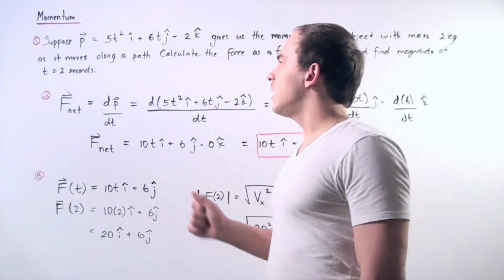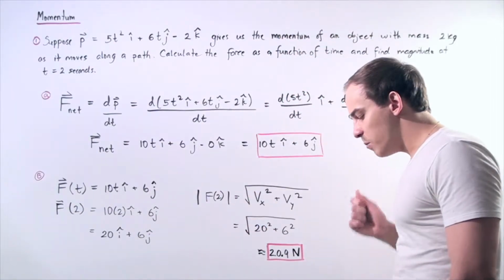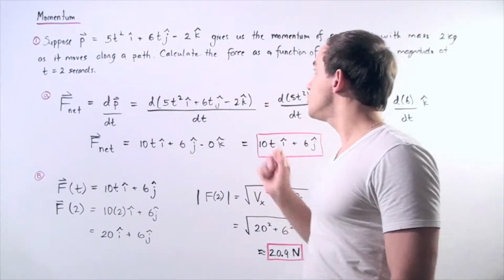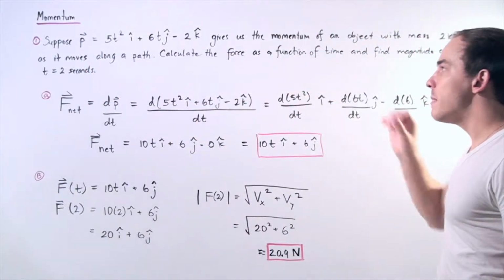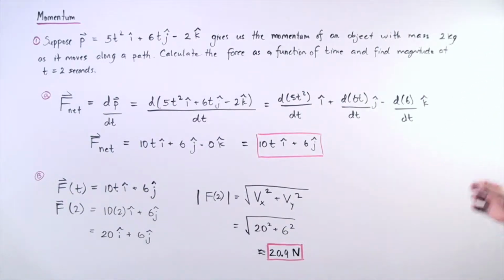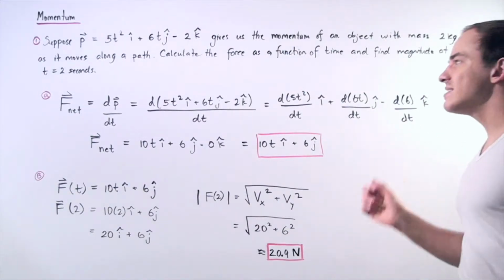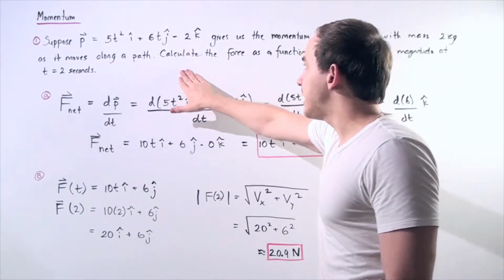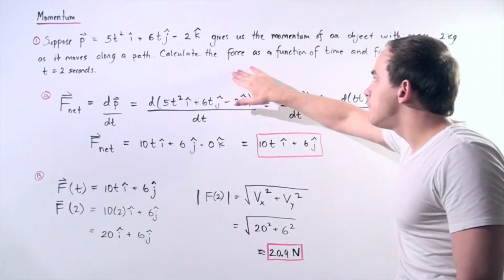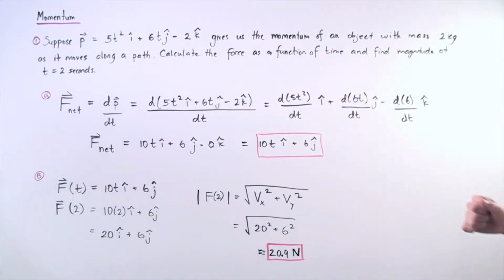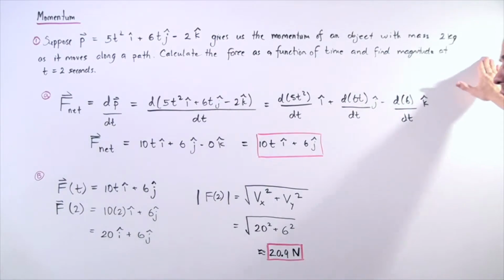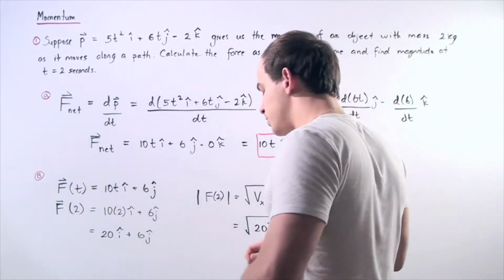So let's look at the following example that deals with momentum. Let's suppose that we are given the following function that gives us the momentum of our object with mass 2 kilograms as it moves along a path. Now we want to calculate, using this function, the force function with respect to time and find the magnitude of the force at time equals 2 seconds.